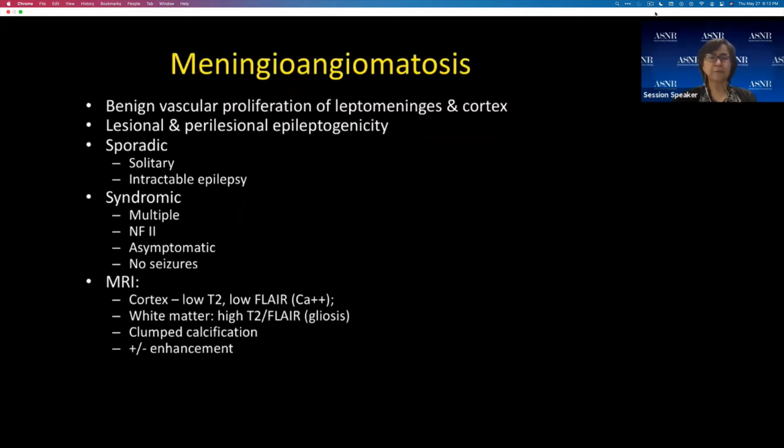Meningoangiomatosis is a benign vascular proliferation of the leptomeninges and cortex. Calcification may be fine and stippled and confined to the cortex, or it may involve cortex and subcortical white matter and appear more clumped or coarse. The lesion may or may not show enhancement.